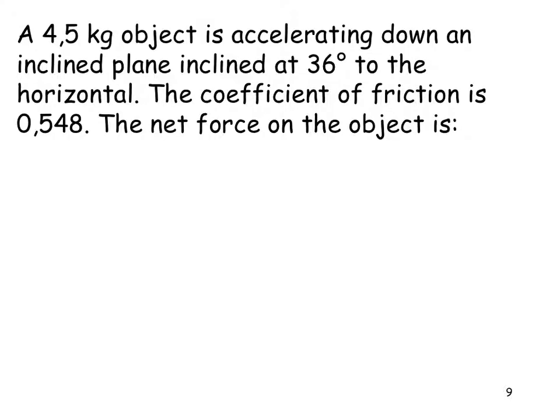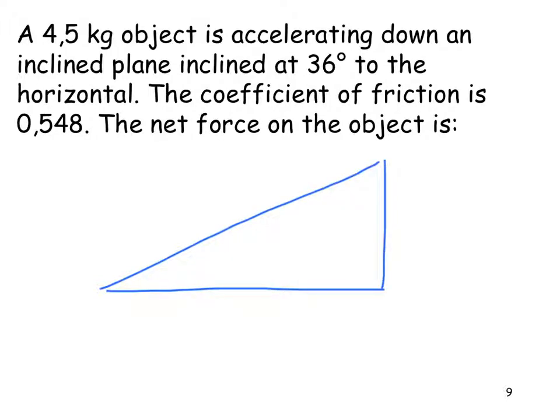We've got a 4,5 kilogram object, and this time it is actually moving down the plane. So everything's not balanced. I'm going to put my 4,5 kilogram object over there, and I'm obviously then going to have a weight, and the weight is going to be 4,5 times 9,8, and it turns out to be 44,1 newtons acting down.